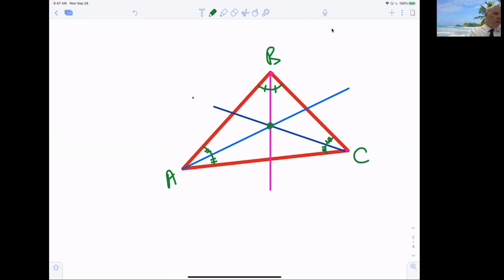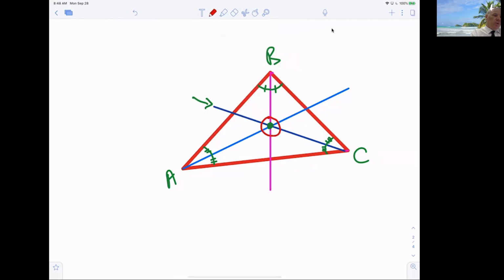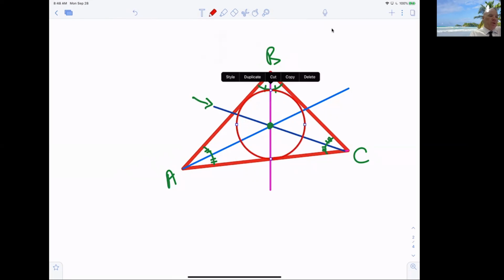Now, if I said it's on this dark blue, it's equidistant from what two sides? AC and BC. And if it's on the light blue, it's equidistant from? Therefore, that dot is equidistant from what? All three sides. All right. So how does that relate? So what I'm going to do is I'm going to try to do this. I'm going to draw a circle. And now I'm going to try to do something like this so you can see. All right. Not a very good job, but close enough for me.